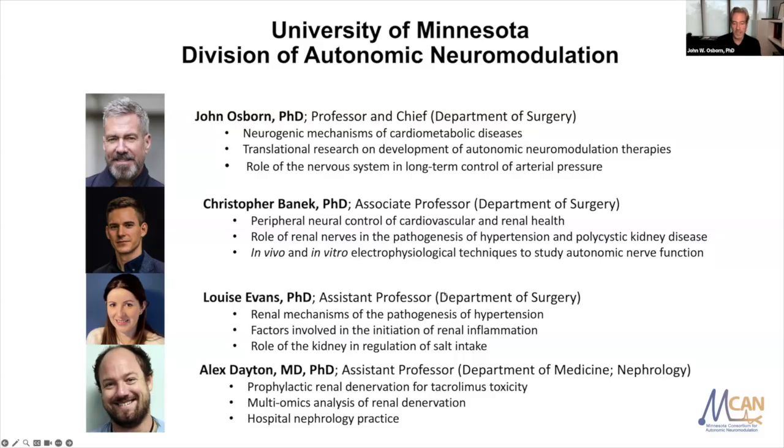Louise Evans is doing some really beautiful work on regulation of salt intake. I'll allude to that a little bit, just to give you an idea of what that's about. And then more recently, Alex Dayton, who's a practicing nephrologist, is in the group, and he's working on prophylactic renal denervation for tacrolimus toxicity that has to do with transplant patients.